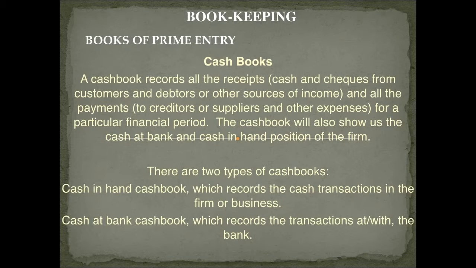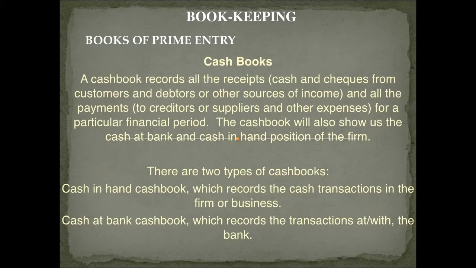Another book of prime entry is the cash book. The cash book records all the receipts, cash and checks from customers and debtors or other sources of income, and it also helps us record all the payments to creditors or suppliers and other expenses for a particular financial period. The cash book will also show us the cash at bank and the cash in hand in the position of the firm.